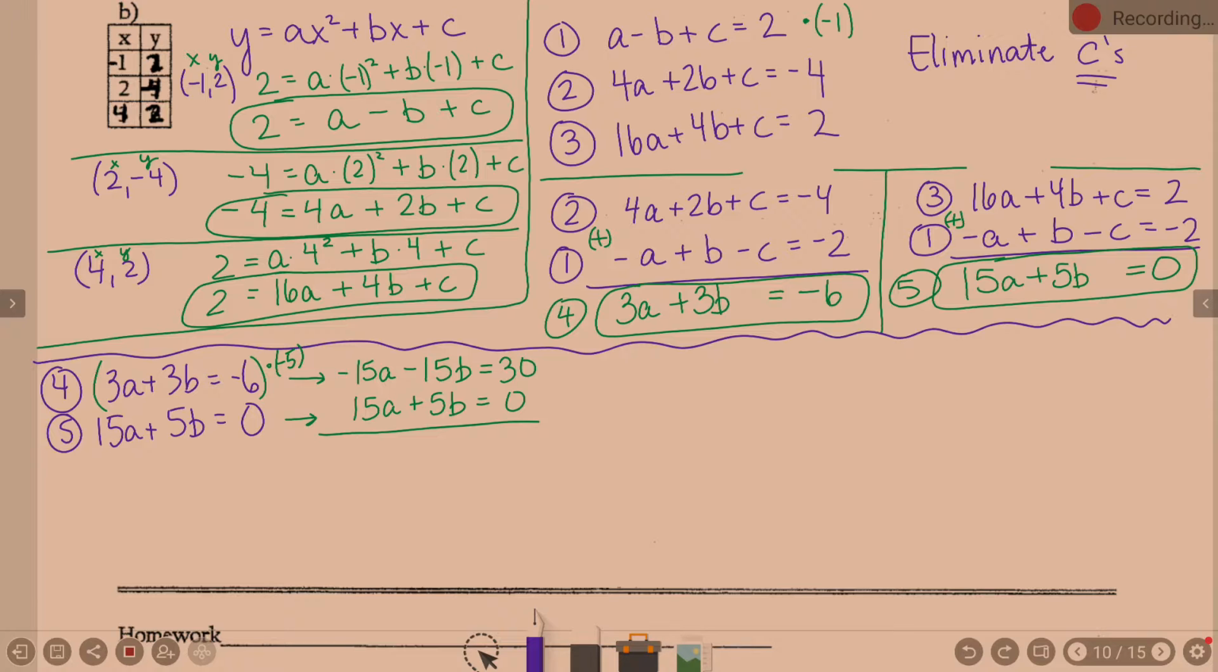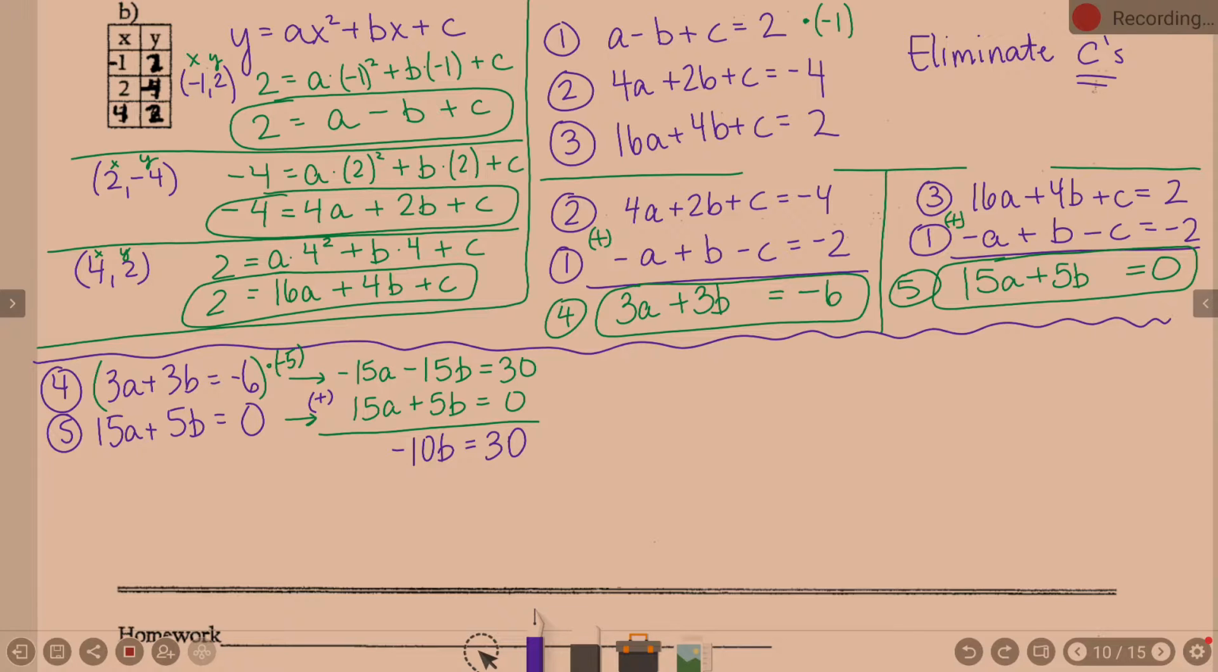My a's have opposite signs. I got negative 15 and positive 15, so we're going to add. Negative 15a plus 15a, that cancels. That's what we wanted. Negative 15b plus 5b is negative 10b. Carry down your equal sign. 30 plus 0 is 30.